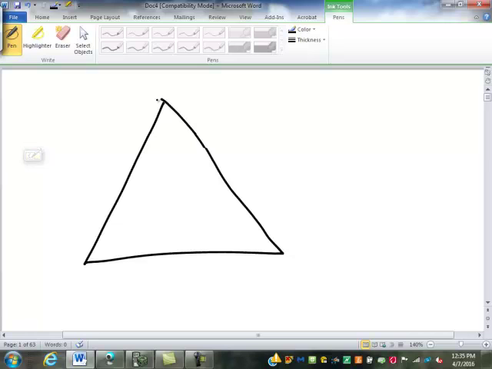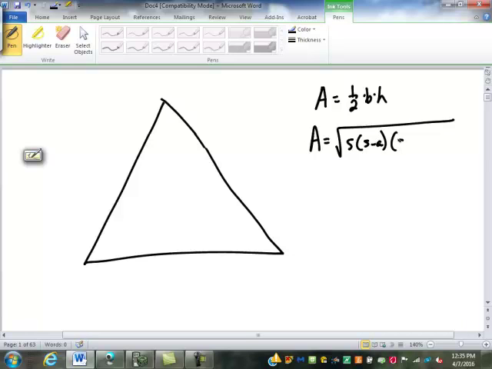If I want to find the area of a triangle, we have a couple of different formulas out there right now. One formula is the area is equal to 1/2 base times height, right? Or base times height divided by 2. Another formula we have out there is Hero's formula. Area is equal to square root of the semi-perimeter times the semi-perimeter minus side A times the semi-perimeter minus side B times the semi-perimeter minus side C.